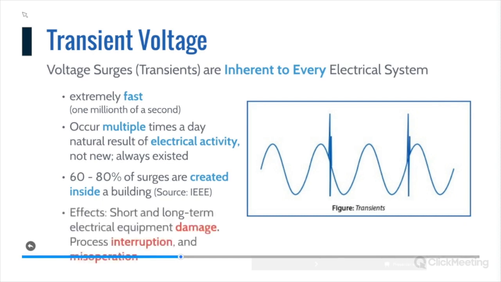So the effects of transient voltage surges are the short and long-term electrical equipment damage, and process interruption and misoperations. Those that happen from the inside of the building are normally the more long-term, and the short-term immediate are that other 20 to 40% that we normally associate with lightning and those kind of things. Again, in the modern world we live in today, with all the changes we deal with, these minor interruptions can be as bad or worse than actual damage.